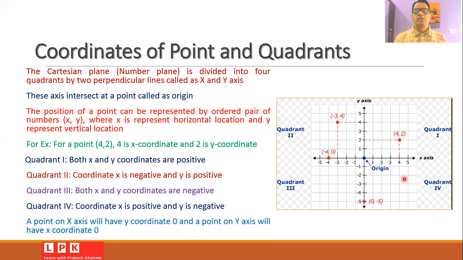So whenever we consider any point on the x-axis, one can easily observe that its y coordinate will be equal to 0. And whenever we consider any point on the y-axis, its x coordinate will be equal to 0. So for example, if I consider this point, then its x coordinate is -4 and y coordinate is 0. When I consider this point on the y-axis, then its x coordinate is 0 and its y coordinate is -5.